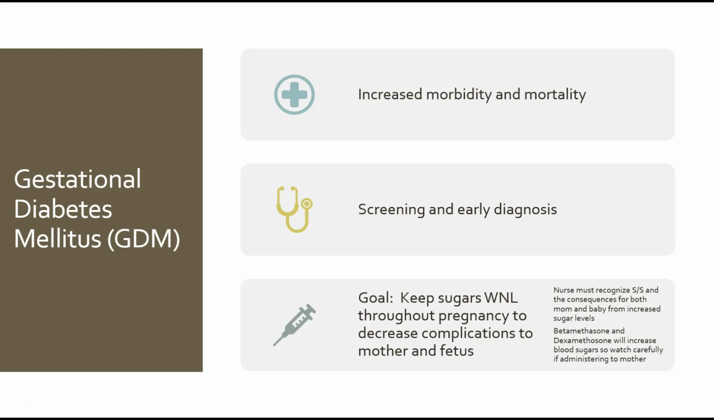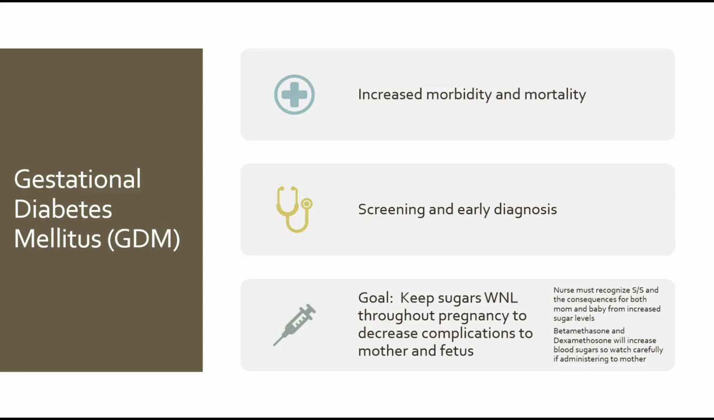Increased morbidity and mortality. We want to screen and diagnose early, obviously. We want to keep her sugars within normal limits throughout the pregnancy to decrease the potential for complications to both mom and baby. We need to recognize the signs and symptoms and the consequences for both mom and baby because of increased sugar levels. Babies could end up being large or macrosomic. That's what we call large babies, macrosomic. They could also have an increased risk of preterm delivery, which is not good for baby.